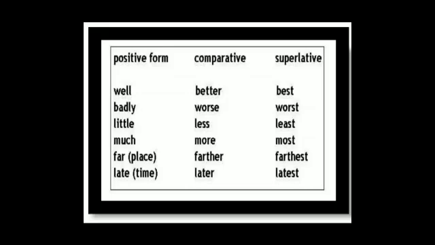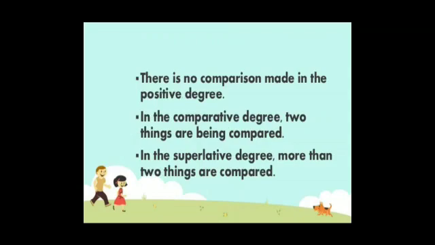Some more examples. So the difference is that in the first one, that is the positive, there is no comparison made in the positive degree. Okay. And in the comparative degree, two things are being compared. And in the superlative degree, more than two things are compared.